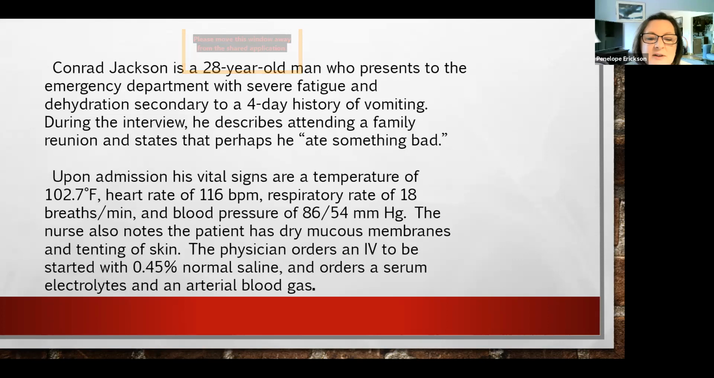Upon admission, his temp is 102.7, heart rate is 116, respiratory rate is 18, blood pressure 86/54. You notice his mucous membranes are really dry. He has tenting of his skin, and he's 28. So if we drew that on his hand, it should be elastic. In elderly people, you check the forehead or sternum, because their hands a lot of times lose their tone and elasticity. Physician orders an IV to be started with half normal saline and orders serum electrolytes and arterial blood gas.